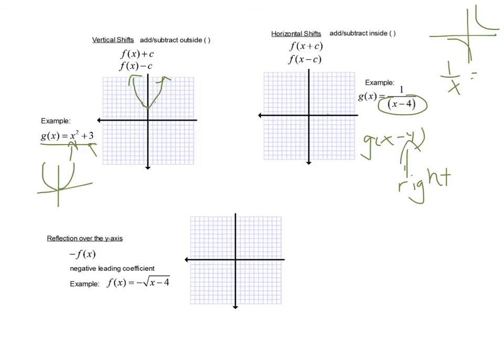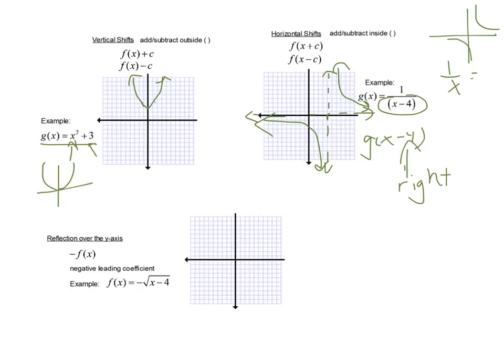1, 2, 3, 4. I'm going to draw the asymptotes in because it's easier to sketch this graph with the asymptotes. It didn't move up and down, so the asymptote is right there at 0 still. And there we go. You can double check me on your graphing calculator.